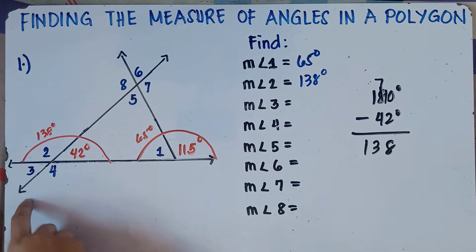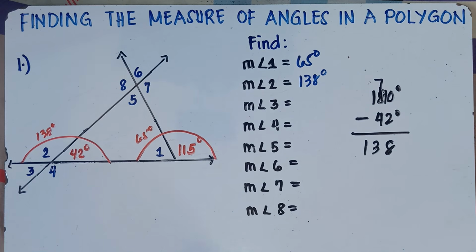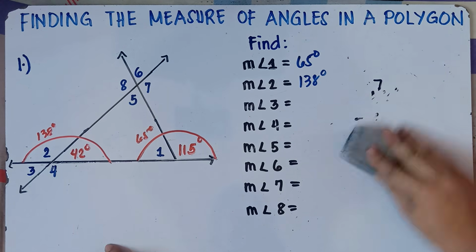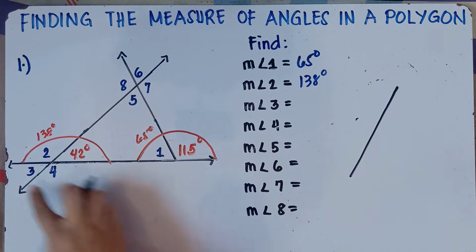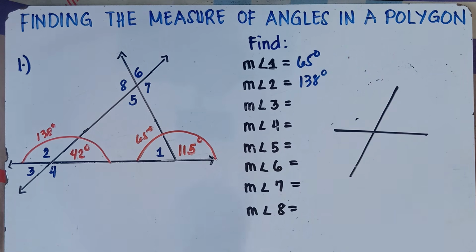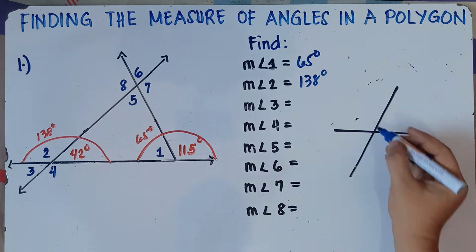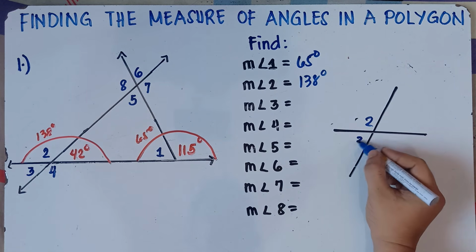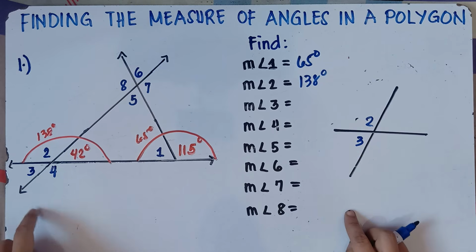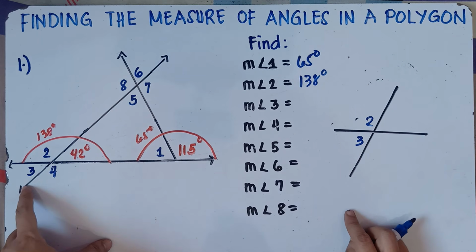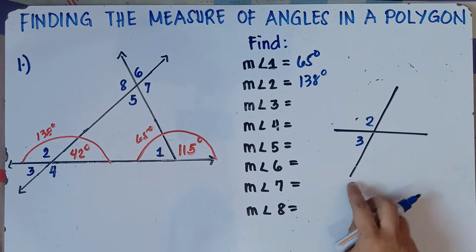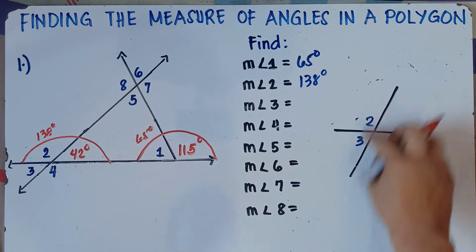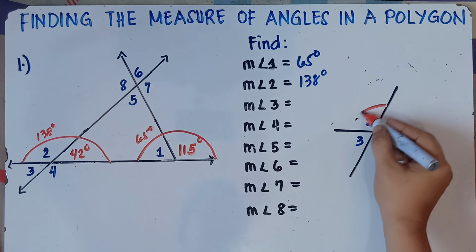Alright, so angle 3, class. Do we have a straight line for this one, angle 2 and angle 3? Let me just draw this one. We have this line, and then we have this line. This is angle 2, right? And this is angle 3 based on this illustration. Question: can we form a straight line from angle 2 and angle 3? Yup. This is actually a straight line and we can form a straight angle.